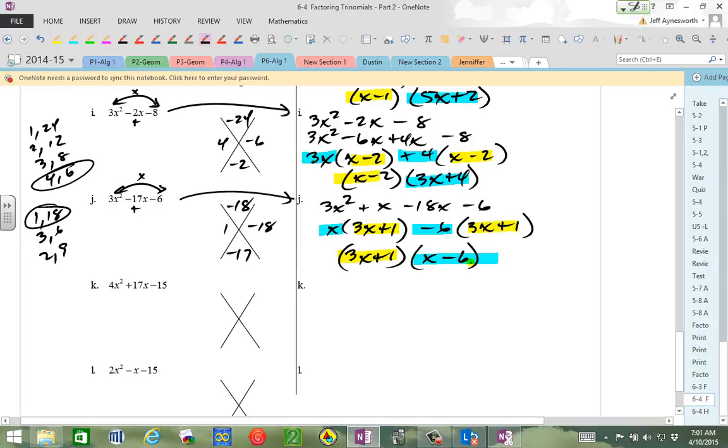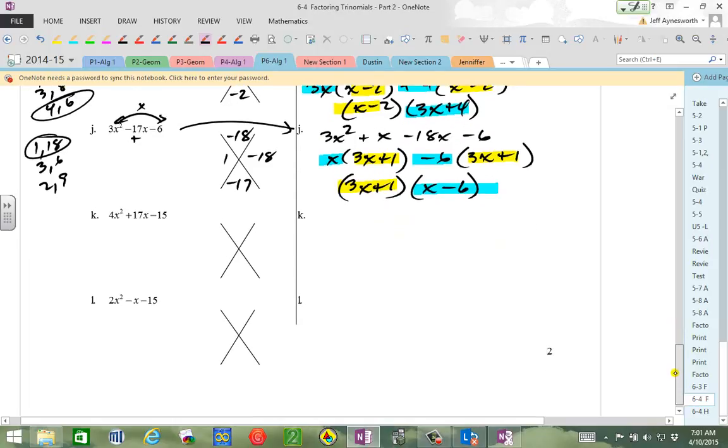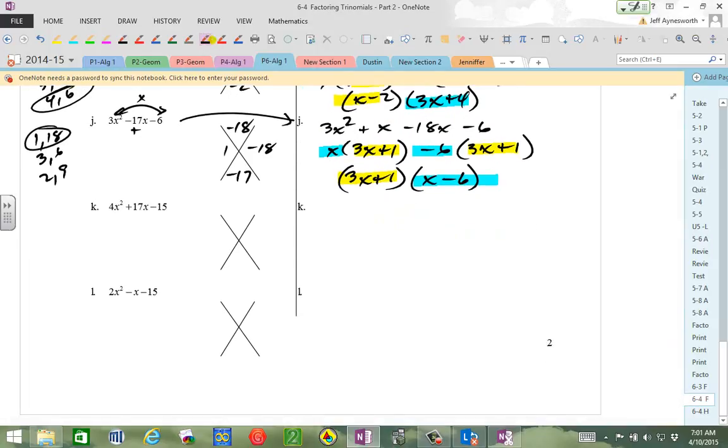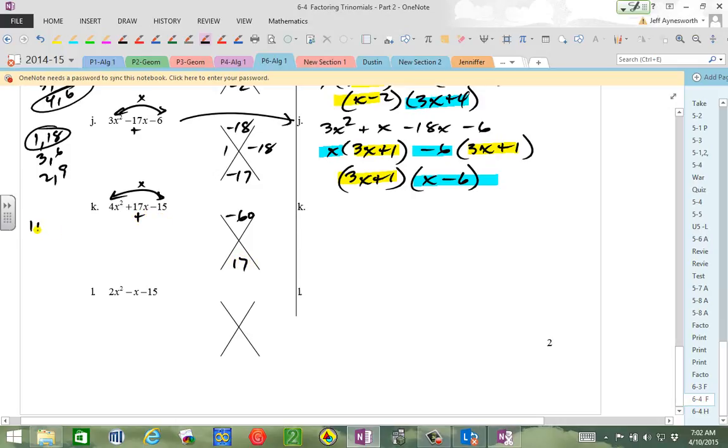Okay, 2 more. Pause the video, try it again. Okay, let's check. All right, so what two numbers multiply to negative 60 and add to 17? Factors of 60 are 1 and 60, 2 and 30, 3 and 20. Stop right there. 3 and 20 have a difference of 17. So I'm going to use negative 3 and 20.